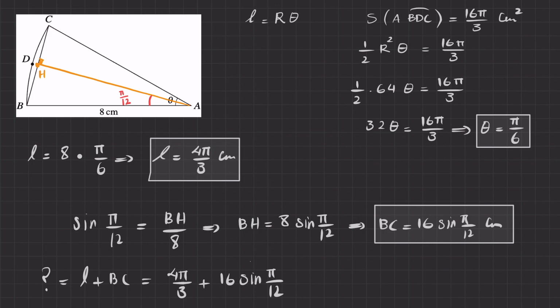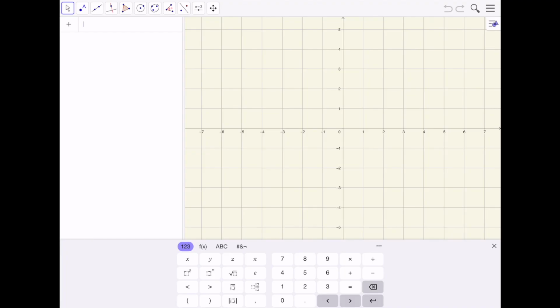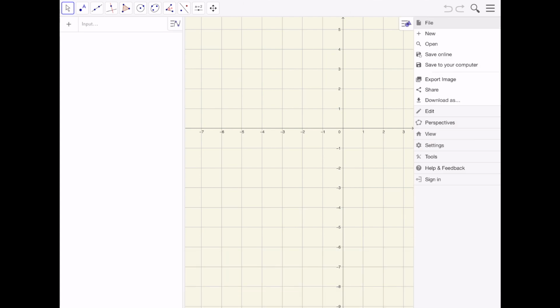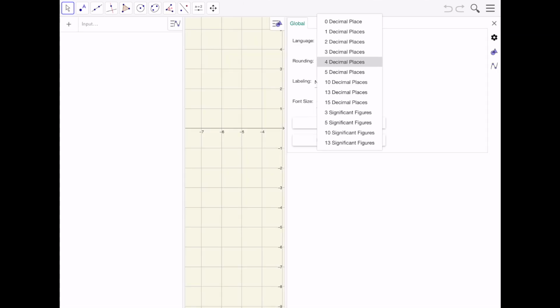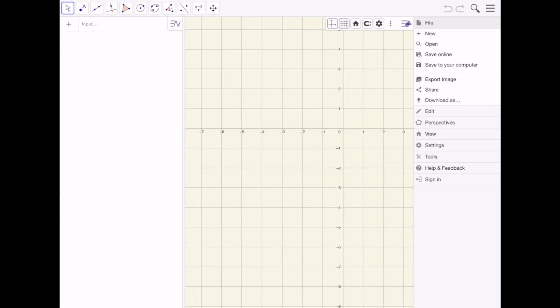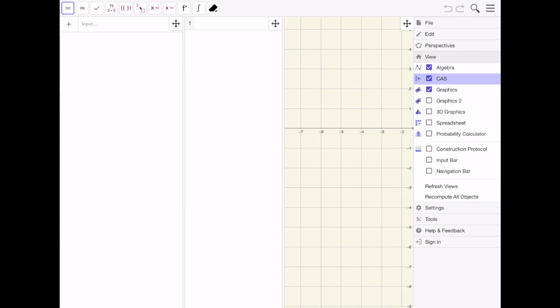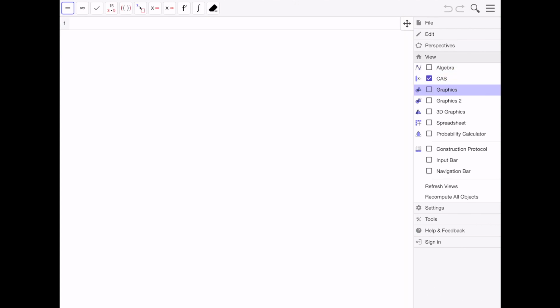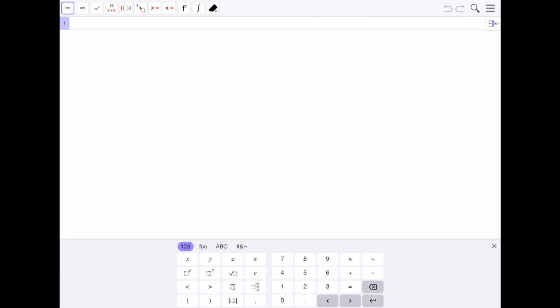So that's the exact value. But now I want to put this in my calculator and find the approximate answer up to 2 decimal points. So let us do that. Here I will go to my settings and change this to 2 decimal points. I also don't need these views, so I go to cast view and take these off. Then I start typing the number that I want.